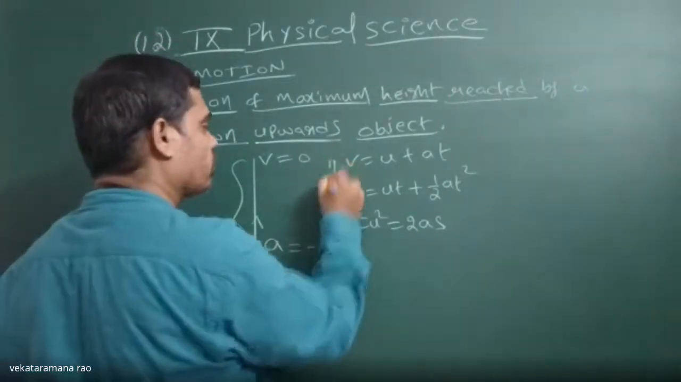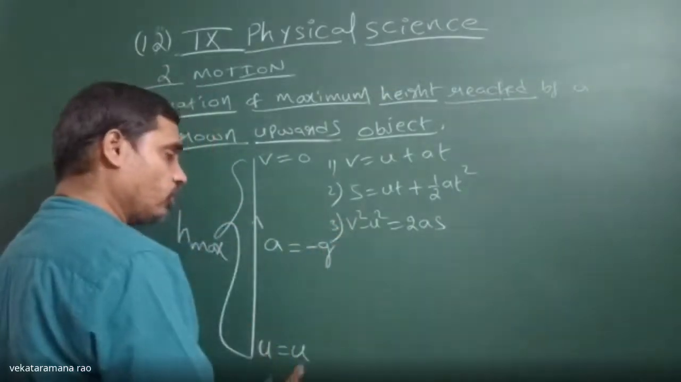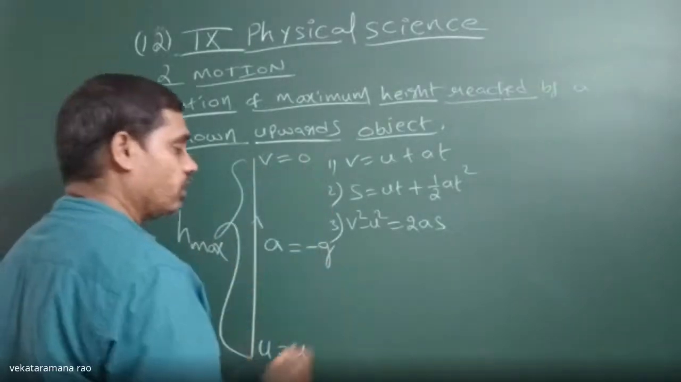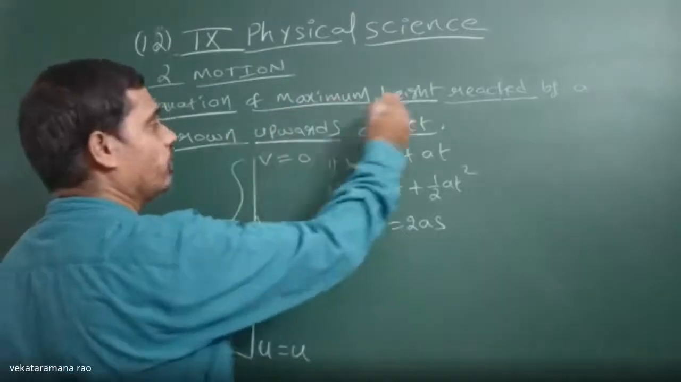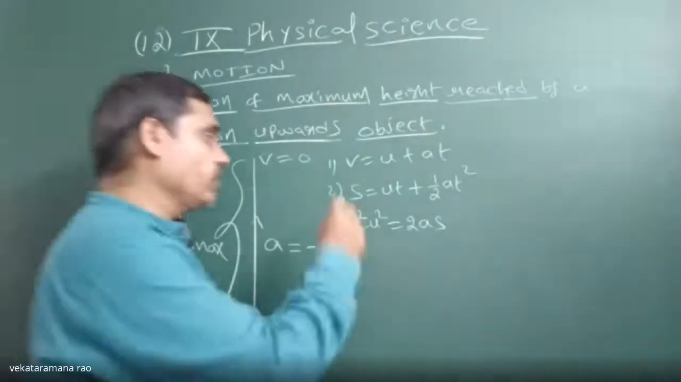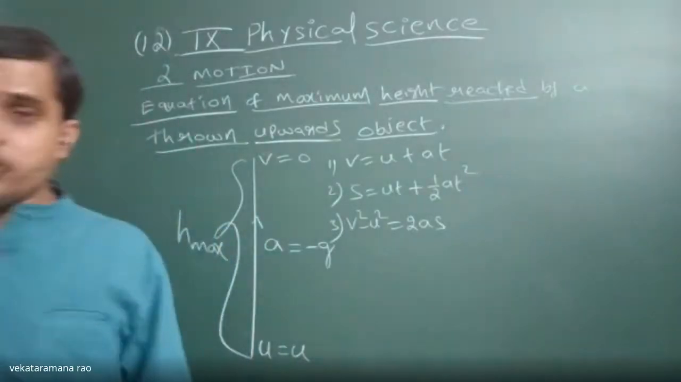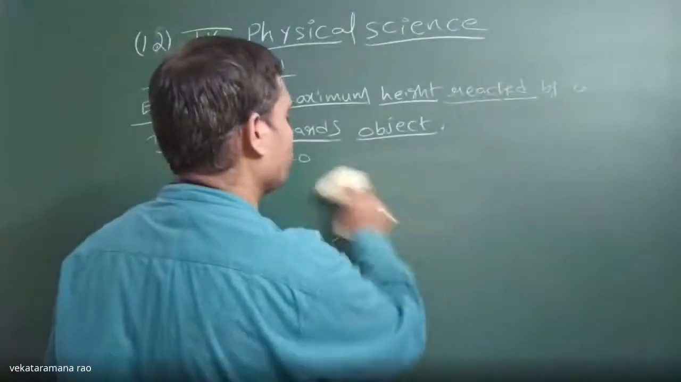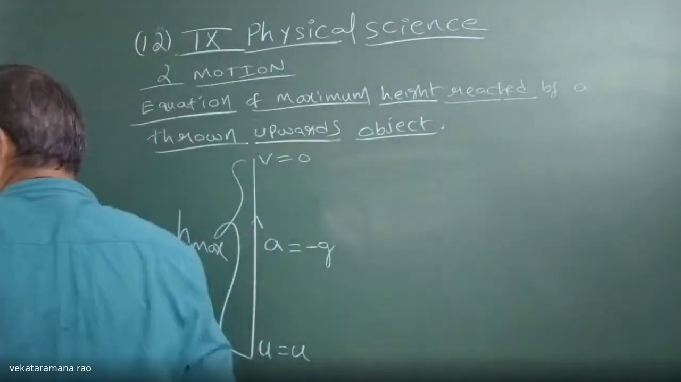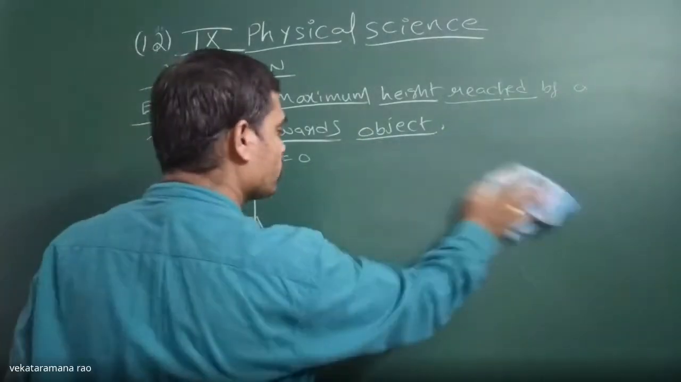In this way, you substitute the conditions: u is equal to u only, a is equal to minus g, v is equal to 0, h is equal to h max. So what do you get now? The equations of motion for the maximum height reached by a thrown upwards body. These are the equations you have to consider, the three thrown upwards body conditions. We have v equals u minus gt.